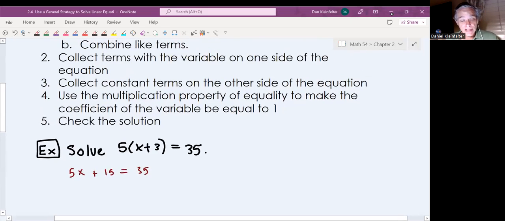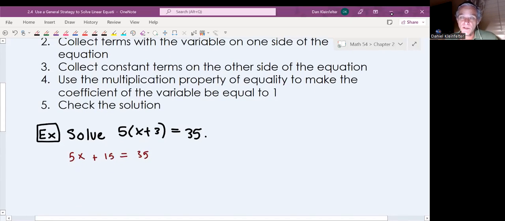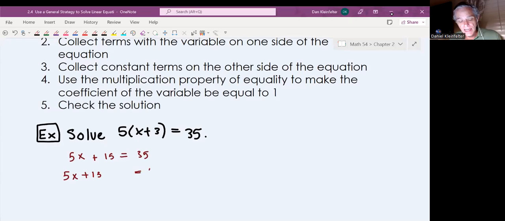So then in step 2, collect terms with the variable on one side of the equation. Right now, there's only one term that has a variable, and that's the 5x. It's already on the left side. So step 3, collect constant terms on the other side. That means that the 15 on the left side of the equation shouldn't be there. So we're going to subtract 15 from both sides, so that we'll have 5x on the left side and then 20 on the right side.